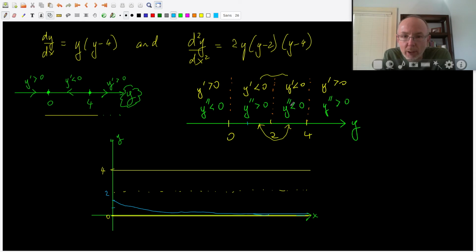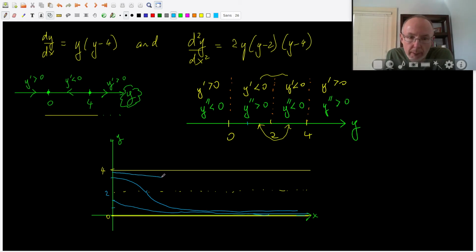But if I start a little bit bigger than 2, it's still decreasing, but now it's concave down, right? So it's decreasing, concave down, which means we start going down until we get to y equals 2. Decreasing, y eventually gets to 2, but it's concave down, and so at y equals 2 it changes to concave up. And so we go off down like that.